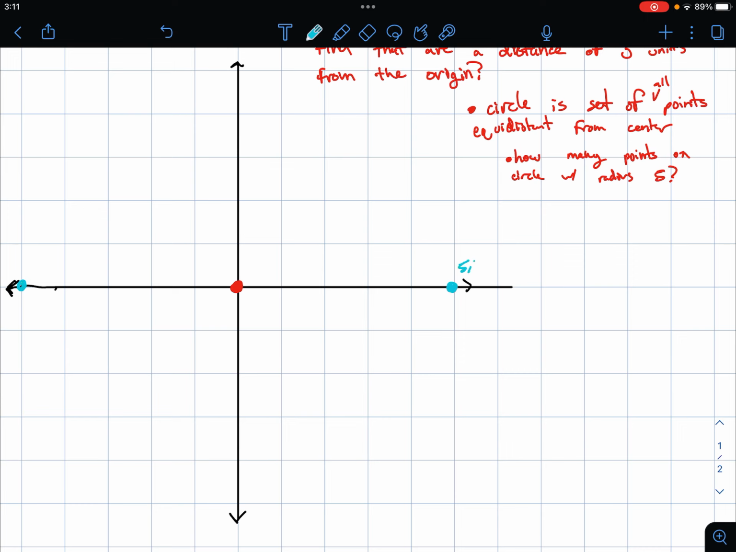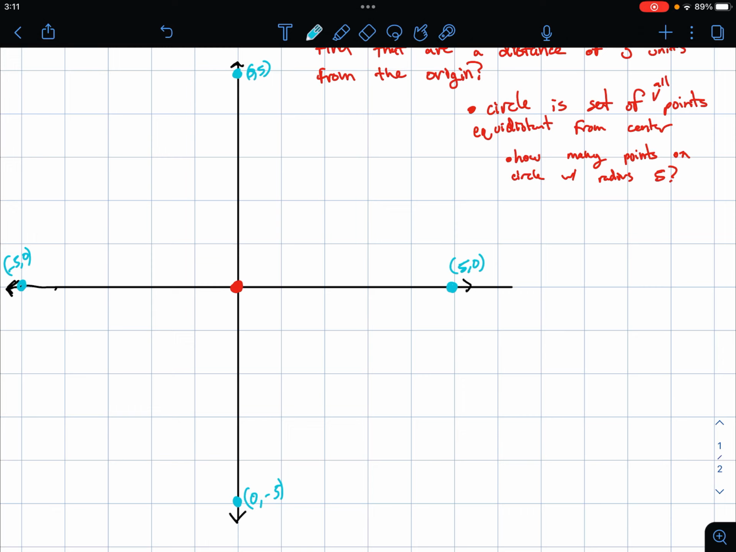So I've got a point (5, 0). I've also got (-5, 0). Maybe I'll go up on the y-axis. So I've got (0, 5). Down on the y-axis, I've got (0, -5). So you get 4 points that exist on the axes.